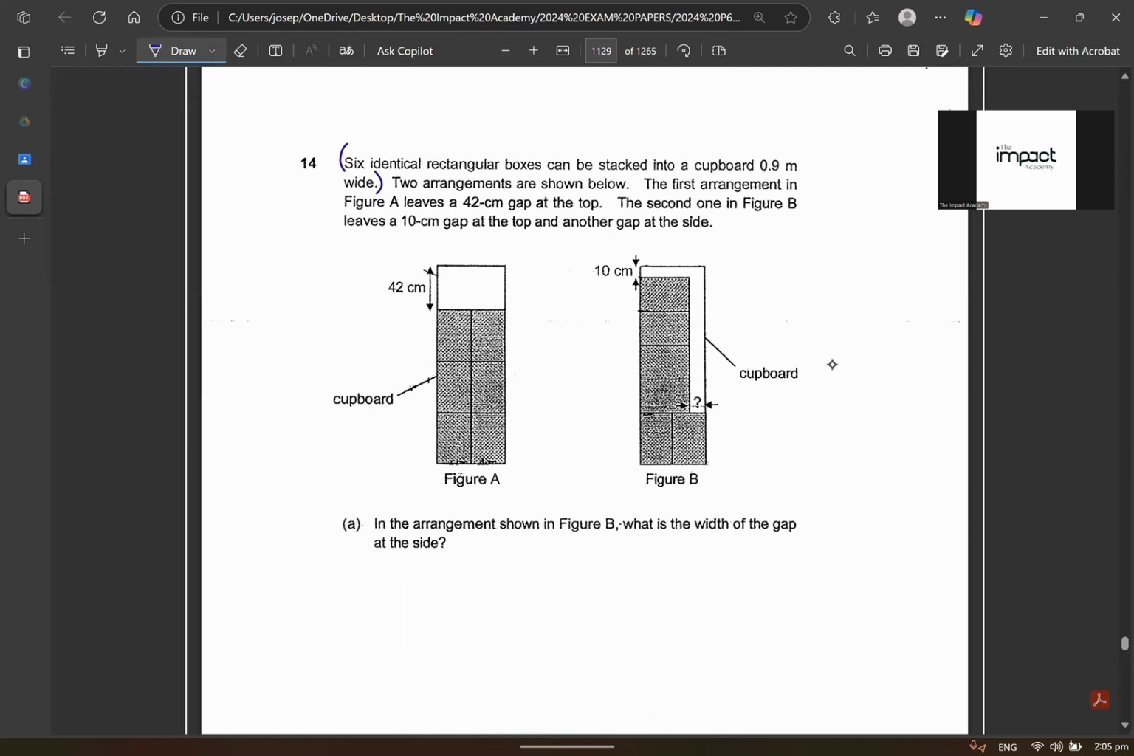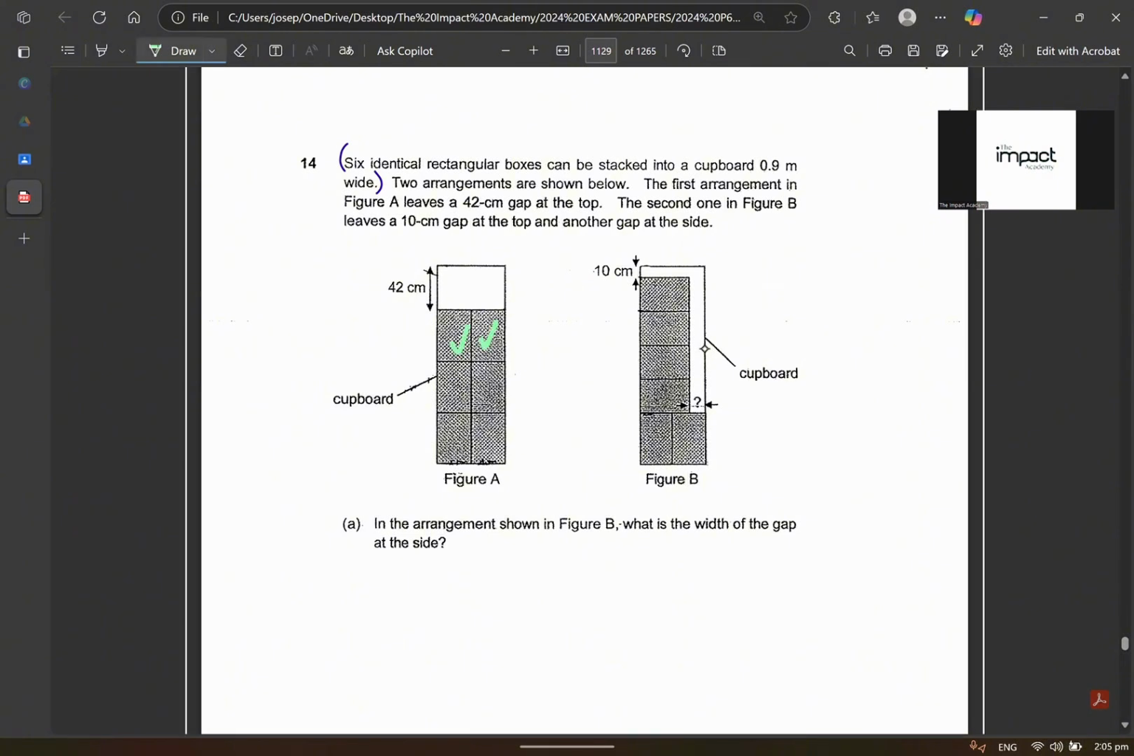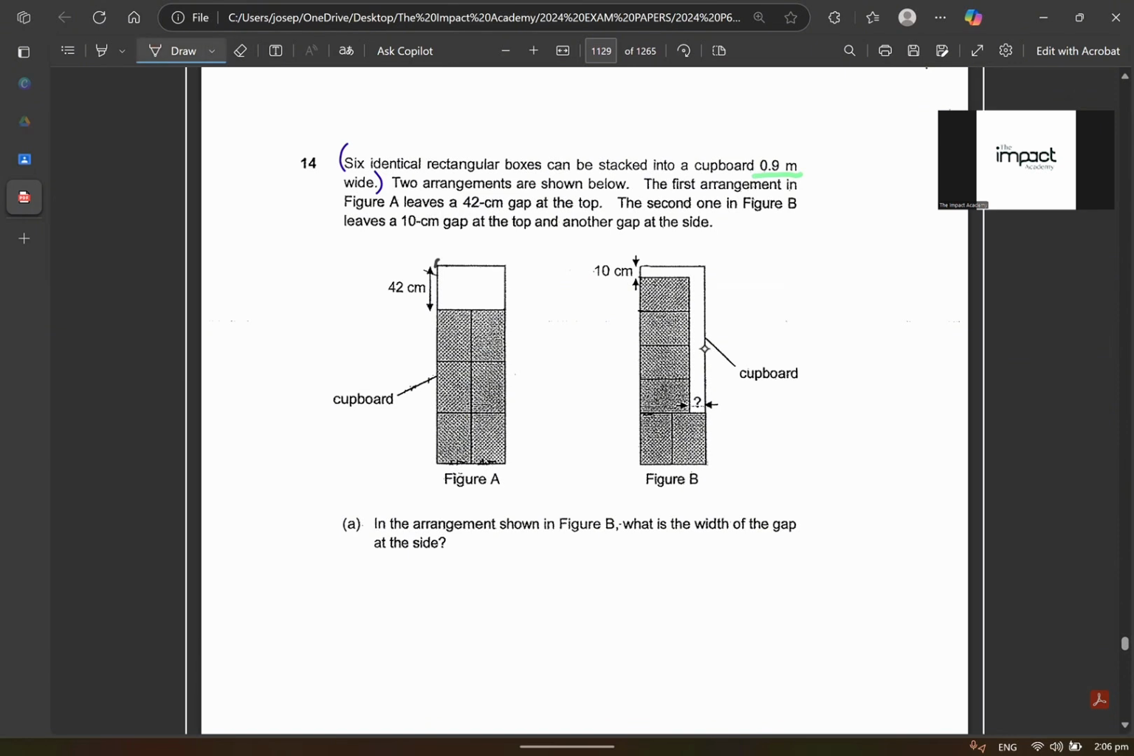First thing first, six identical rectangular boxes. Where are the six identical rectangular boxes? We have one, two, three, four, five, six. They can be stacked into a cupboard. So this is the cupboard, 0.9 meters wide. What is the meaning of 0.9 meters wide? That means the cupboard is 0.9 meters wide. Where is 0.9 meters wide? It's basically everything over here.